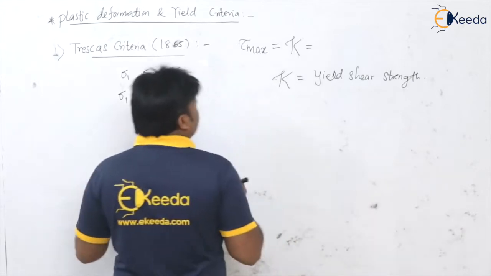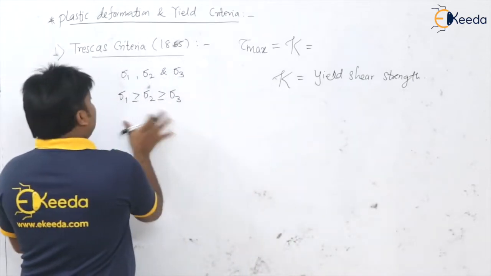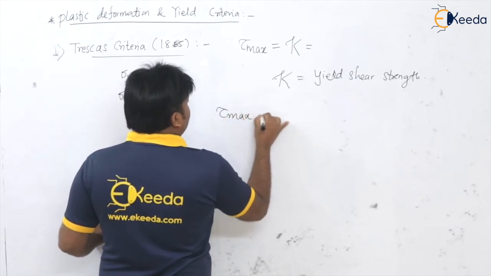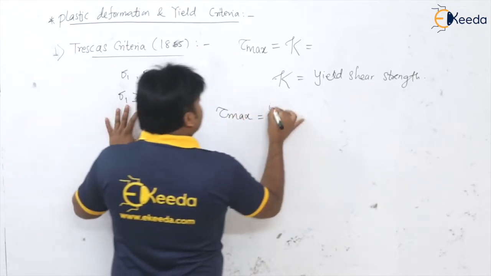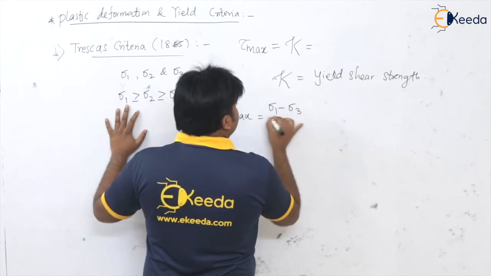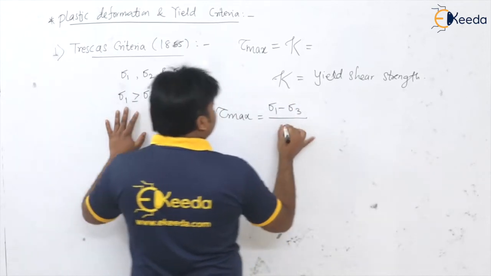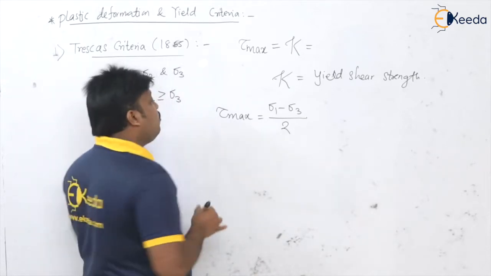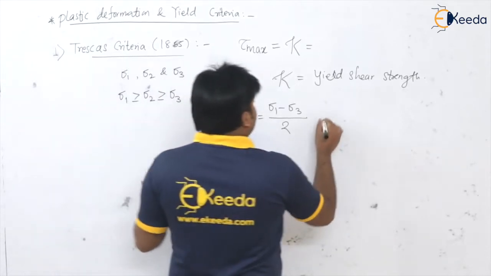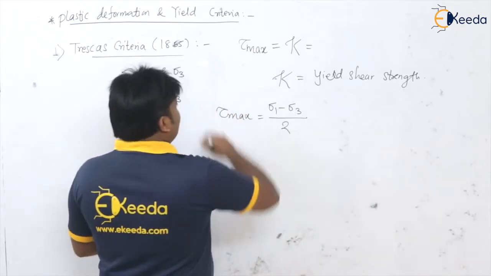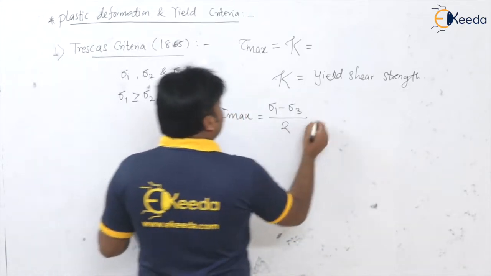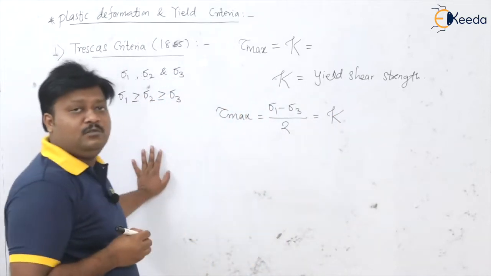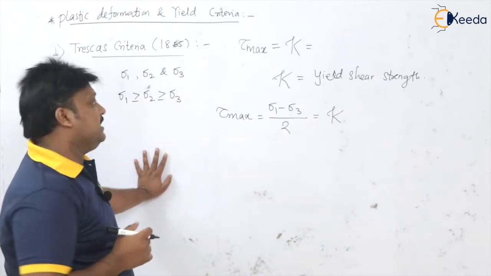Now, if we have these three principal stresses, what is the maximum shear stress value? It will be sigma 1 minus sigma 3, maximum minus minimum, divided by 2. This is our maximum shear stress, tau max. By the criteria, when tau max reaches this K value, yielding is going to occur. This is Tresca's criteria.